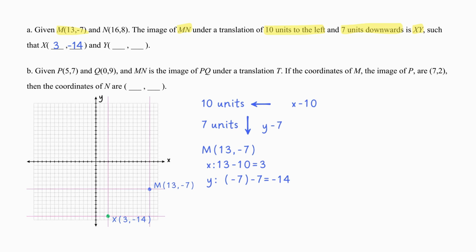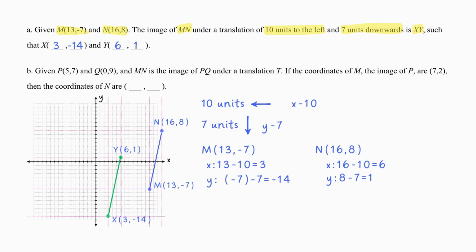Let's move to the other point of the segment, which is N. The coordinates for N are 16, 8. After applying the rule, the x-coordinate will be 16 minus 10 is equal to 6, and the y-coordinate will be 8 minus 7 is equal to 1. So the coordinates for the image Y are 6, 1. As you can see, we just applied the same slide to both ends of the segment.